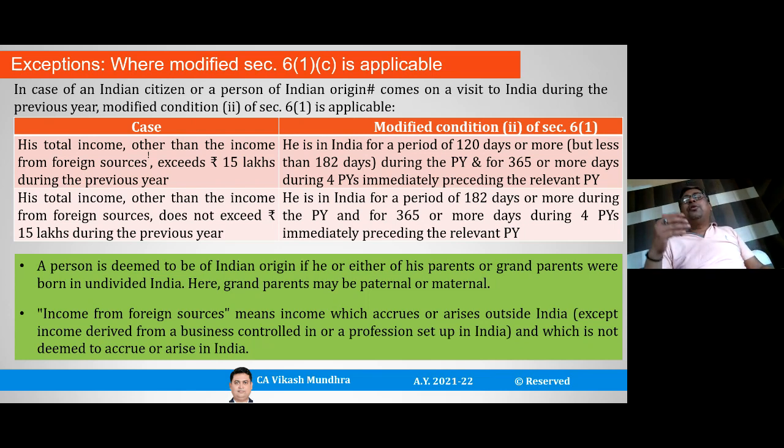365. If you are a person of Indian origin or an Indian citizen comes on a visit to India during that particular previous year, but your income other than income from foreign sources does not exceed 15 lakh, then this condition number two is not applicable, that is not relevant. Why is this not applicable? Because you need to stay in India during that particular previous year for 182 days plus 365. If your stay in India is 182 days or more, then you are automatically satisfying condition number one, that is section 6.1A. Got it?